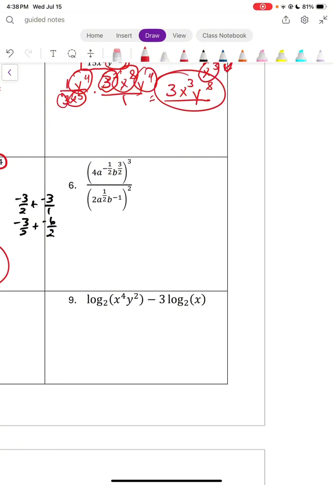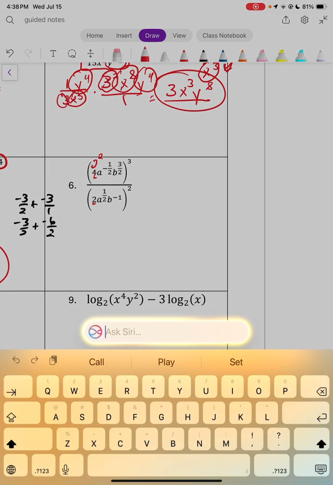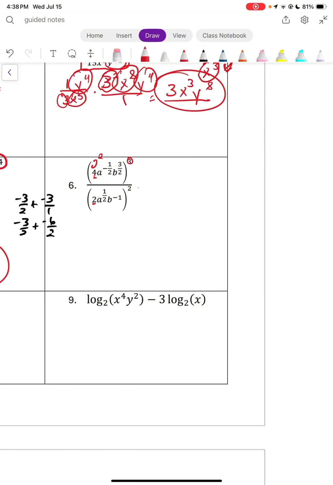Also got some more rational exponents. You've got the number 4 and 2, which are both base 2 numbers, so you can replace this if you'd like. That's 2 squared. Everything's to the third power. So you have 2 to the 6th, a to the negative 3 over 2. I'm just multiplying, and that'd be b to the 9 over 2. Powers to powers multiply. On bottom, you have 2 to the 2nd, a to the 1st, 1/2 times 2 would be 1, and then b to the negative 2.